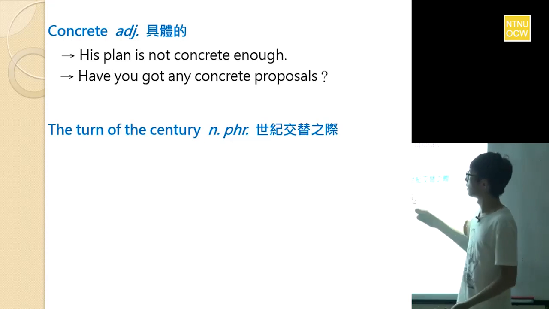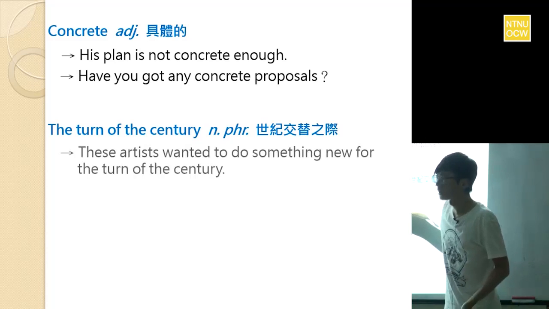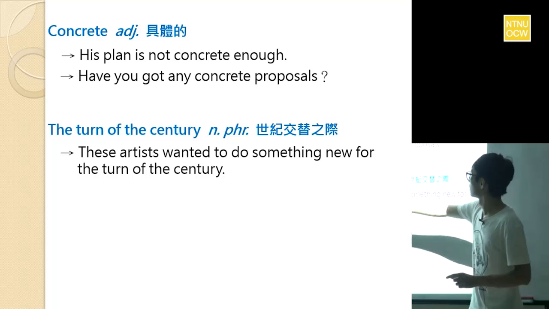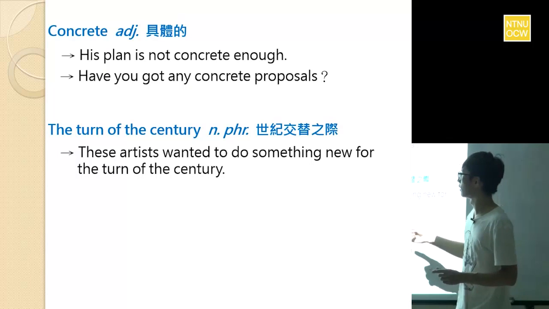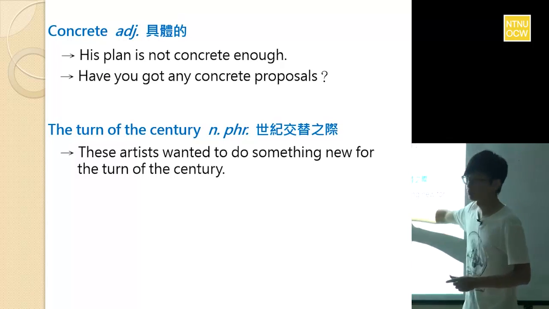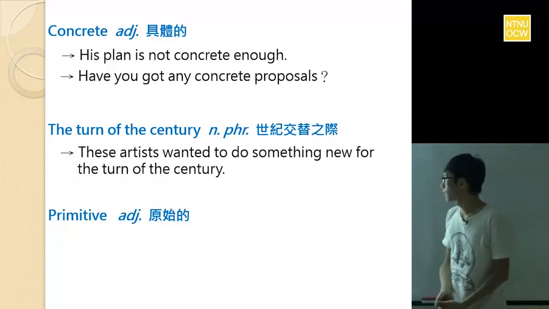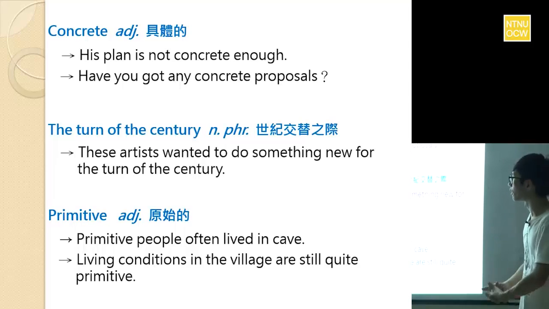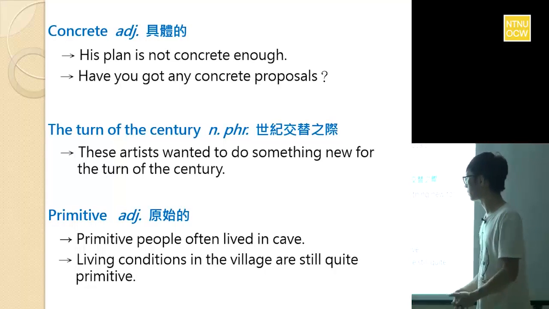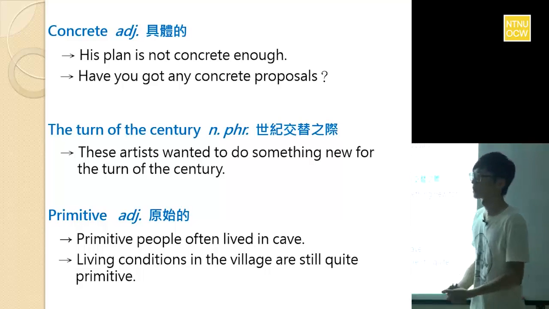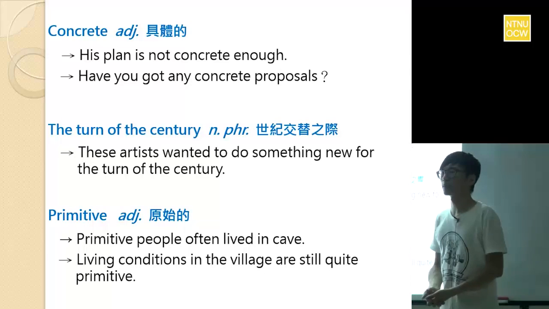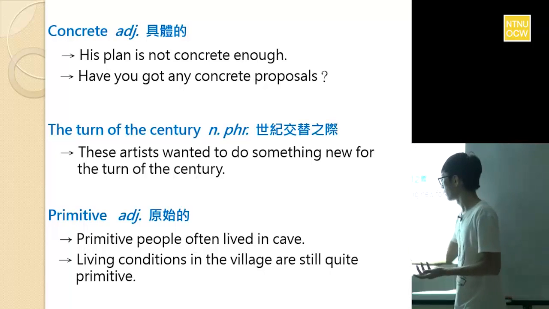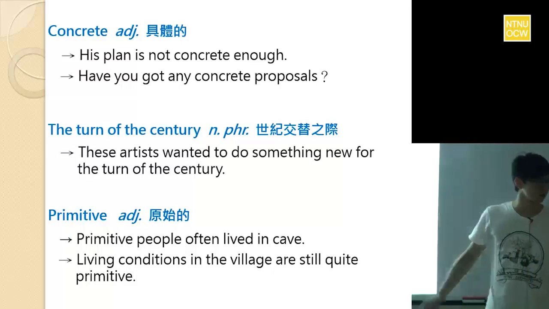And next one, this phrase is a little bit important: the turn of the century. So those artists want to do something new for the turn of the century in the textbook, right? And next, primitive means original. So primitive people means the ancient human beings, maybe who lived in caves. Okay, next.